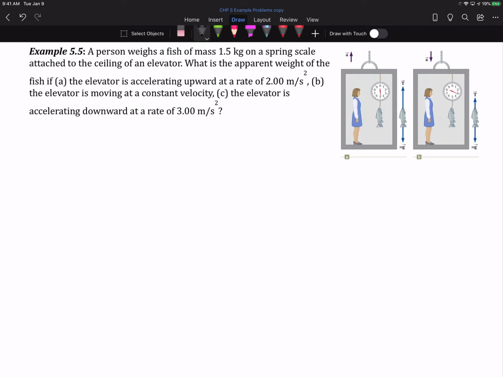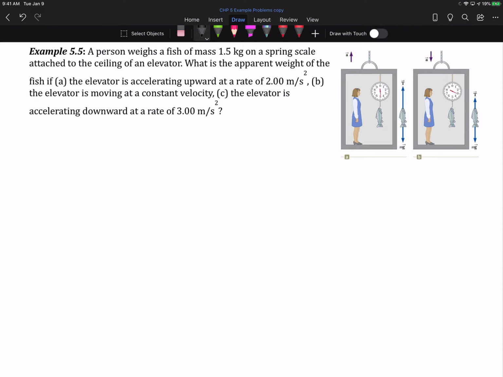In this example, we have a very classic physics example. We have a person, maybe it's not classic in the sense that we're measuring a fish, but a person weighs a fish of mass 1.5 kilograms on a spring scale that's attached to the ceiling of an elevator. We want to know what is the apparent weight of the fish if the elevator is accelerating upward at 2 meters per second squared, if it's moving at a constant velocity, or if the elevator is accelerating downward at a rate of 3 meters per second squared.